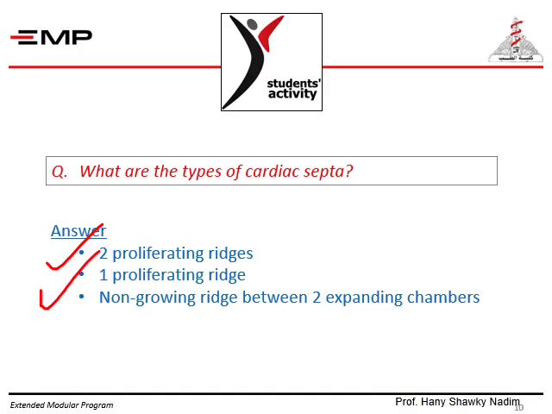The second type is developed through proliferation of cells forming one ridge. This type is represented by, for example, the septum primum and the septum secundum. And the third type is a non-growing ridge between two expanding chambers, which is typically represented by the muscular interventricular septum. I just have to add that the muscular interventricular septum develops first in this way, a fixed ridge between two expanding chambers, but later, it grows in length by proliferation of its cells.